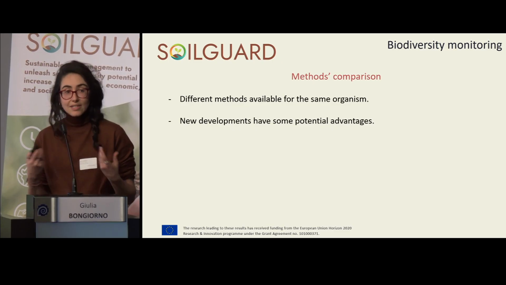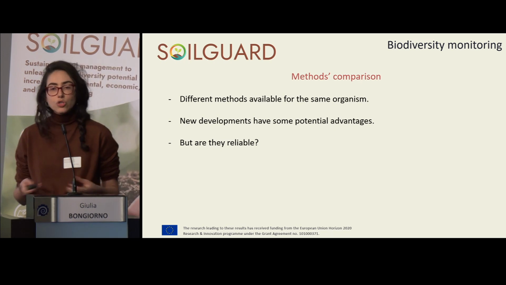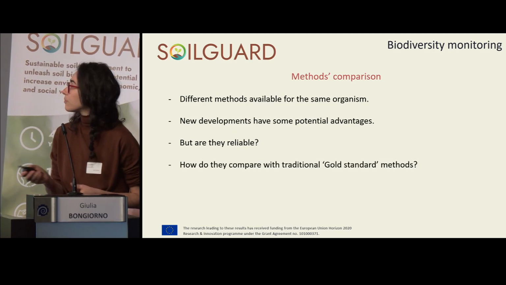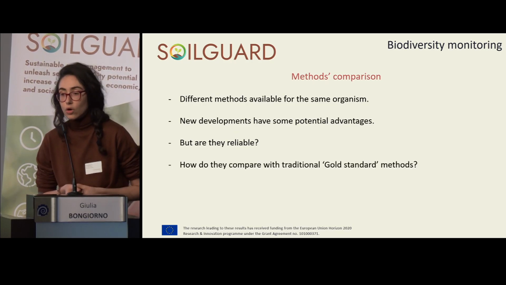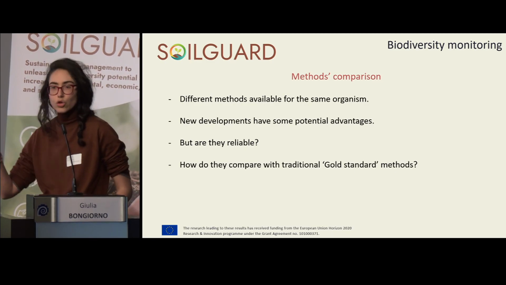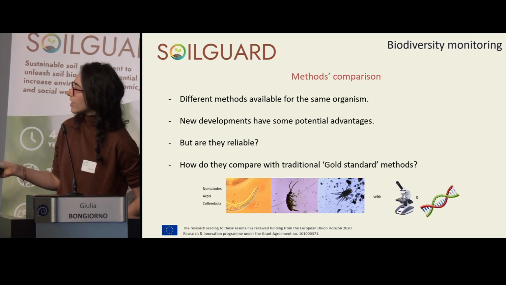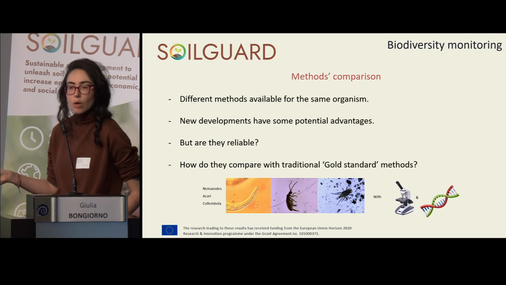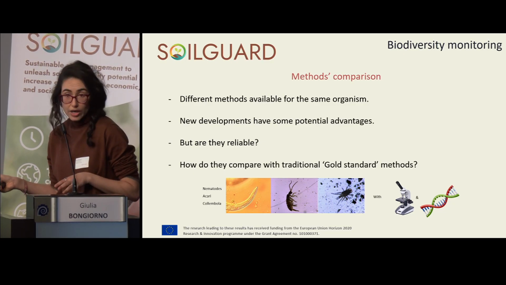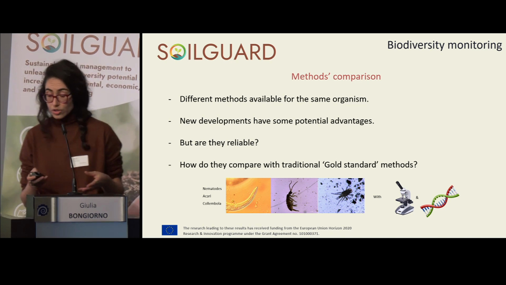The new developments, as I already mentioned, have big potential, so they can be very useful, but are they reliable? How do they compare with the traditional golden methods? So what I'm doing in these months, still an ongoing project, but I will show you some preliminary results, is the comparison for these 3 groups of organisms: nematodes, acari, and collembola. I'm trying to understand how the results from the molecular methods compare to the results from the morphological ones, to understand if these new molecular methodologies can be used, and how useful they are for us.